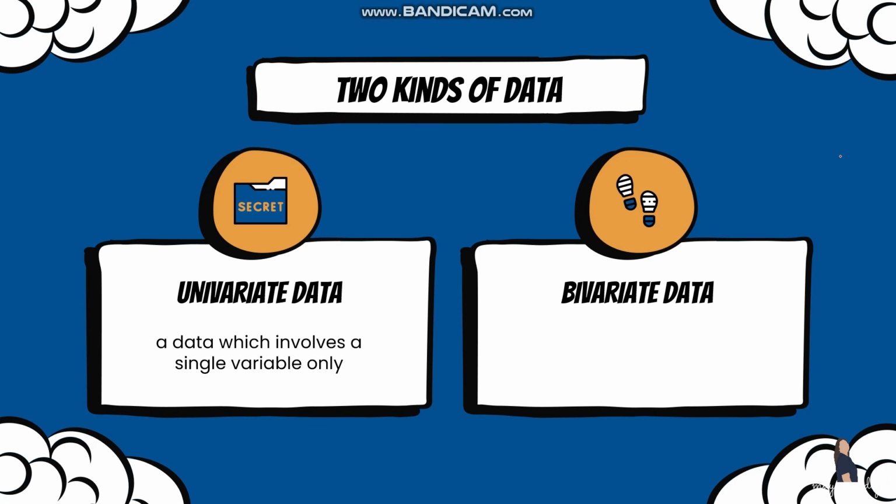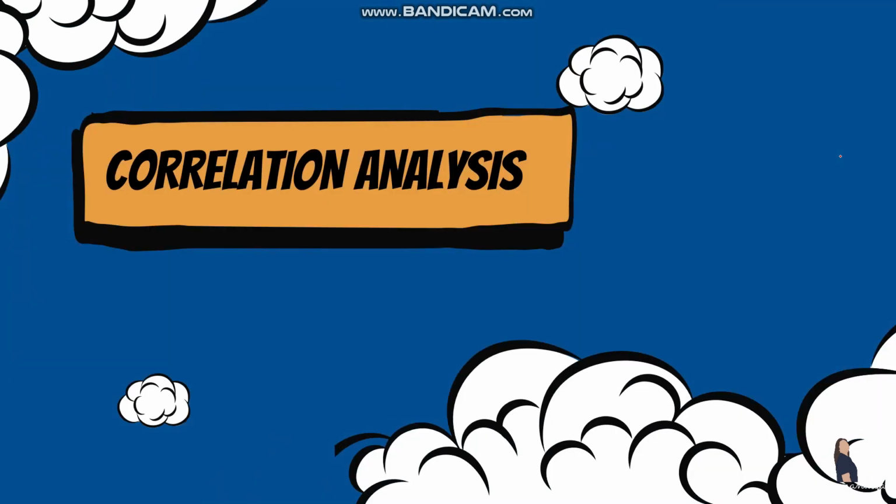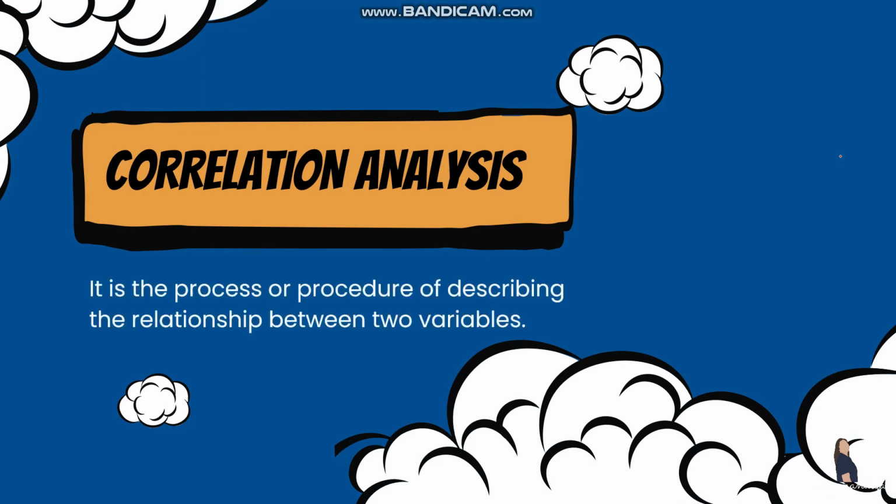Now for bivariate data, it is data which involves two variables. So for example, you want to identify the height and weight of your sample. That involves two variables because you're trying to identify the height and the weight. Now, if our data involves two variables, we use correlation analysis. So what is this? It is the process or procedure of describing the relationship between two variables.